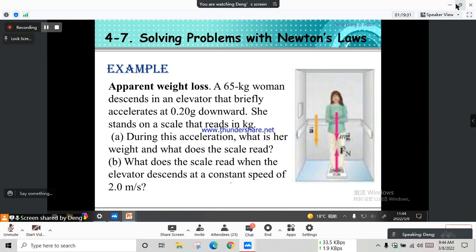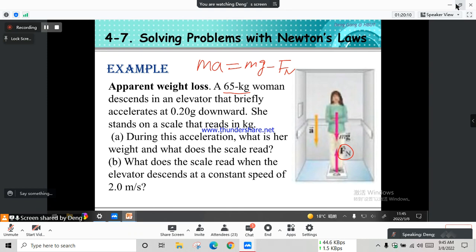So what's your weight? Your weight is equal to mg. Use this to calculate the weight. But what's the read? Fn is the read. So the scale will read Fn. According to Newton's second law, mg minus Fn should be equal to ma. So you can calculate Fn. Because ma should be equal to mg minus Fn.